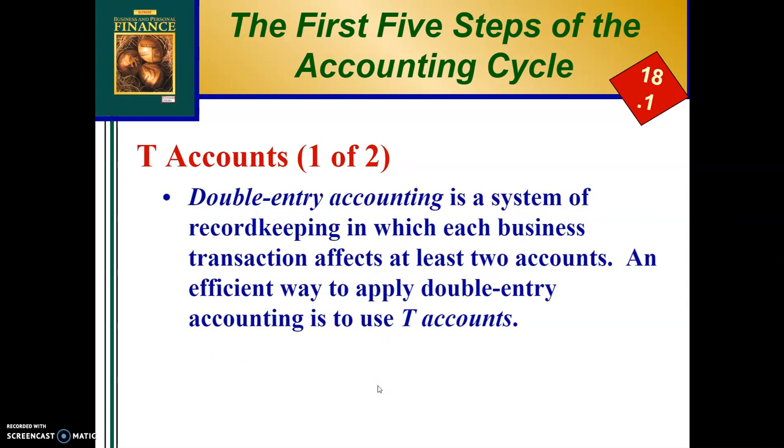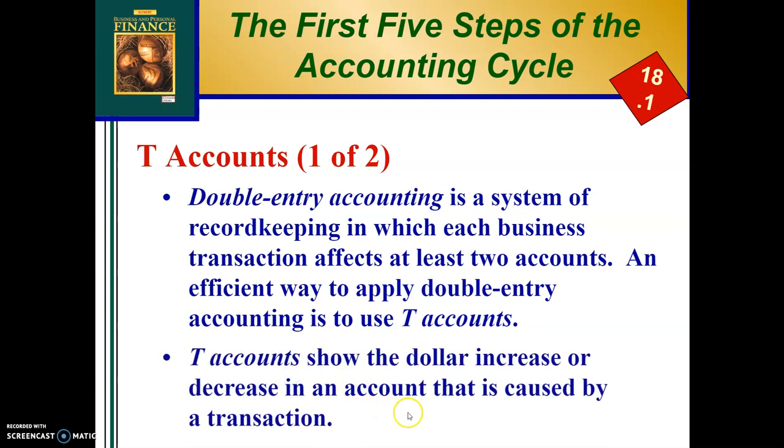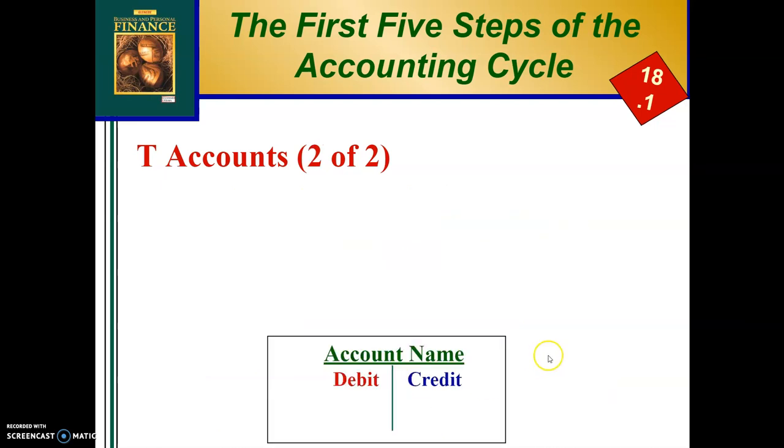Now, in order to record transactions and be able to see how they affect the accounting equation, accountants will use what are called T accounts, and they will use a process known as double entry accounting. This is a system of record keeping in which each business transaction affects at least two accounts. An efficient way to apply double entry accounting is to use T accounts. They are a big T, the account title is on top, and the financial impact on that account is recorded in the T. T accounts show the dollar increase or decrease in an account that is caused by a particular transaction. We will practice doing this.